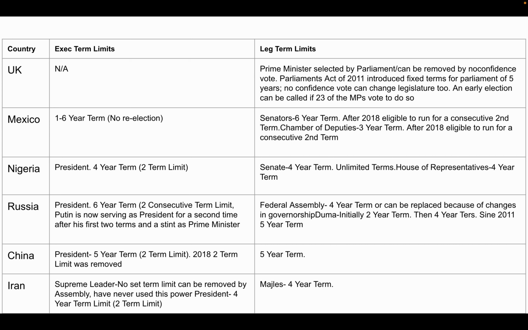China, the president serves a 5-year term, but in 2018 the 2-term limit was removed. So Xi Jinping can effectively serve as long as the Politburo of the Communist Party will allow him to. Members of the National People's Congress serve a 5-year term. And then in Iran, the supreme leader has no set term limit, but can be removed by the Assembly of Religious Experts. That's never been done. The president serves a 4-year term with a 2-term limit. And then over in the Majlis, members serve 4-year terms.